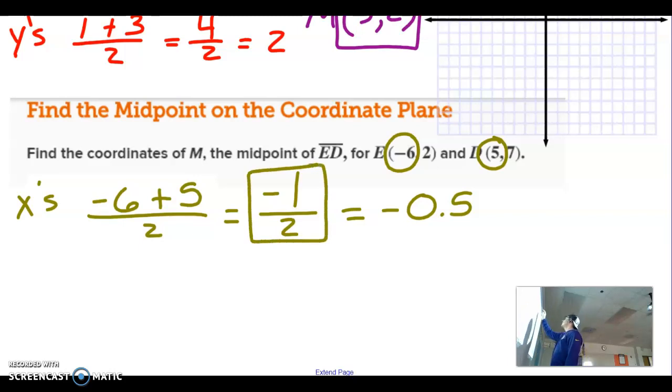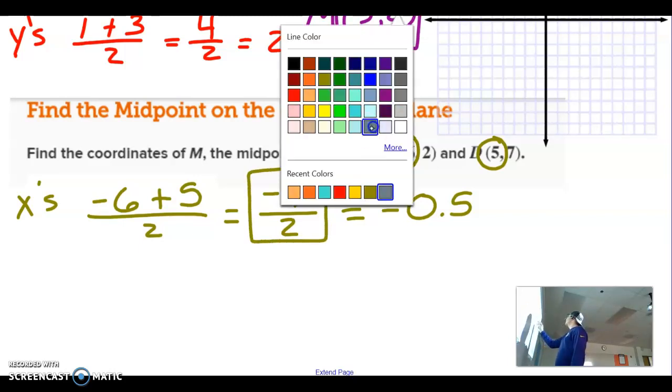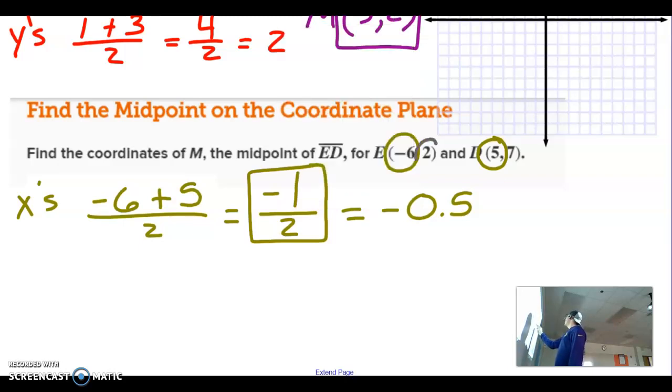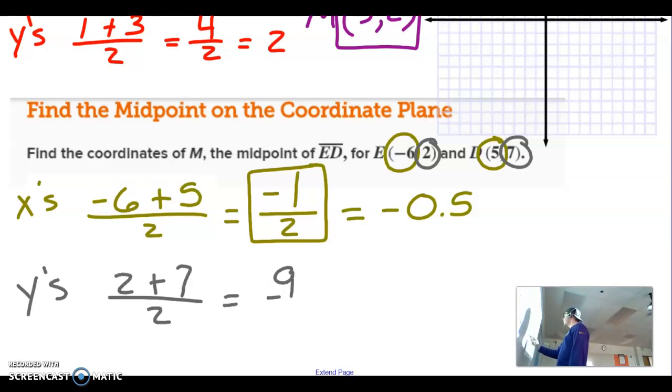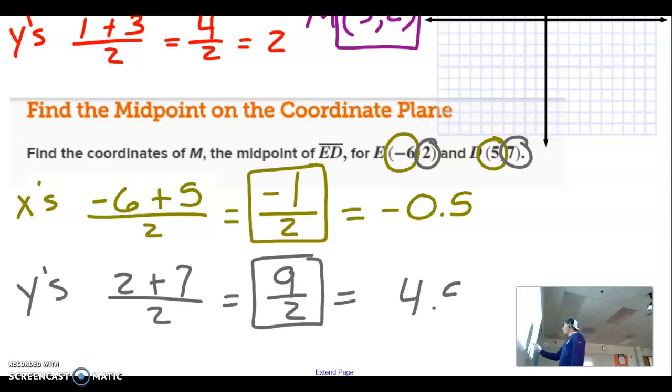And then looking at my y values, I've got a 2 and a 7, same thing. So my y's, 2 plus 7 all divided by 2. 2 plus 7 is going to be 9. That's going to equal 9/2. Again, you can leave it as 9/2 as that improper fraction, or you could say 4.5 if you want to as well.